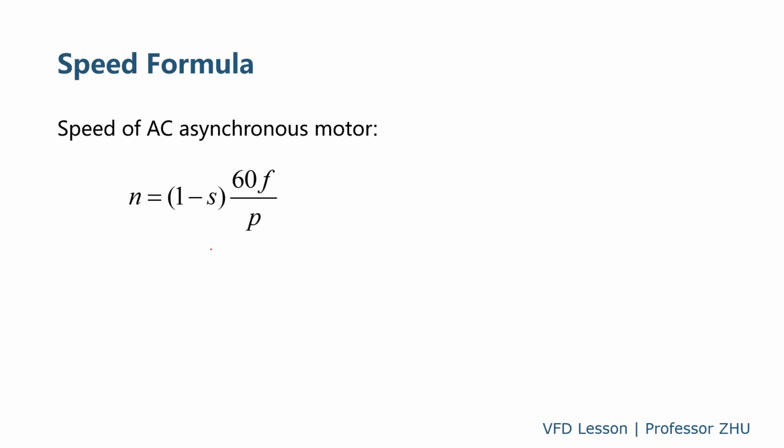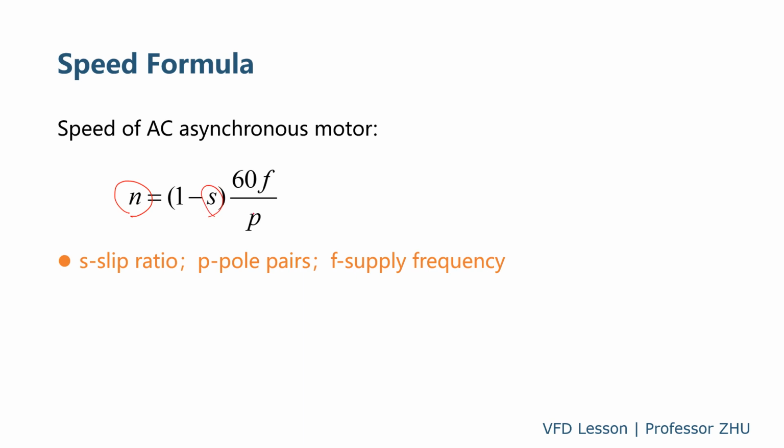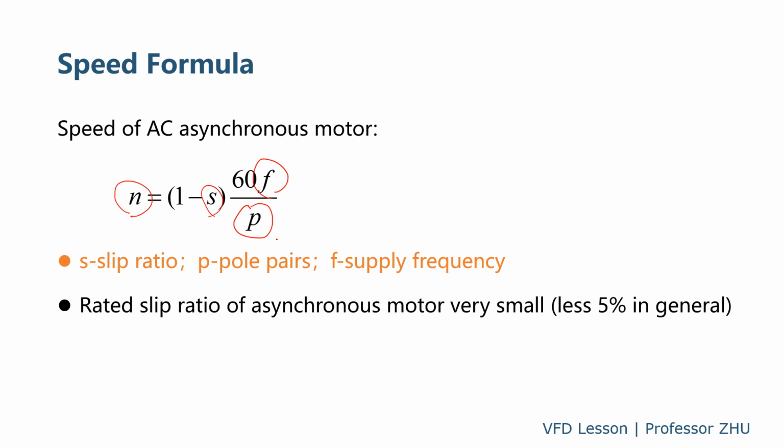This formula shows the speed of the induction motor, or asynchronous motor. Here you can see N is the motor speed, and S is slip. P is the number of pole pairs, and F is the frequency at the motor terminal, which is the output of the VFD. The slip ratio is normally very small, typically less than 5%.